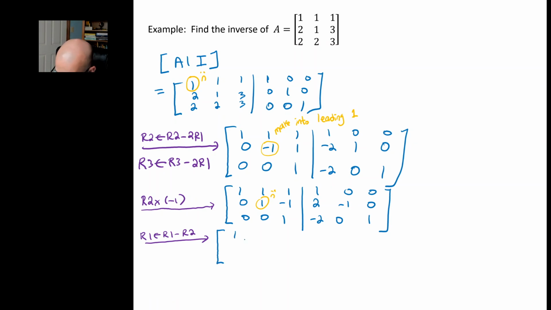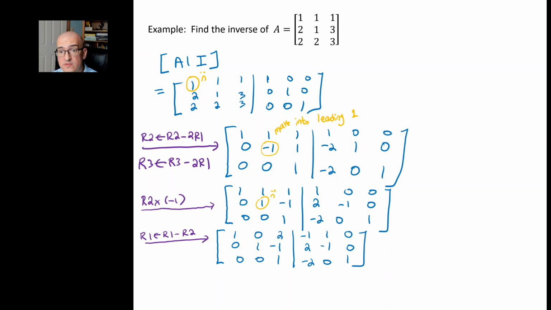So 1 minus 0, 1 minus 1, 1 subtract -1, so 2. The right hand side, 1 minus 2 is -1, 0 subtract -1 is +1, 0 subtract 0 is 0. Row 2 stays the same, 0, 1, -1, 2, -1, 0, 0, 0, 1, -2, 0, 1. Oh, this is not very nice, but we are almost done. We have 2 more moves to do. We can do them both in the same matrix. We have to make this bottom right leading 1 happy. It's currently very sad.